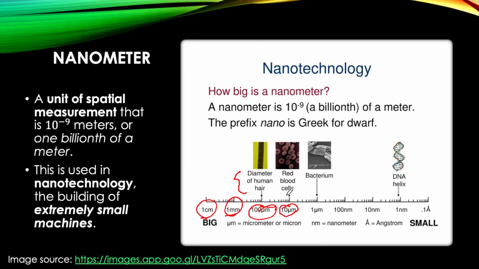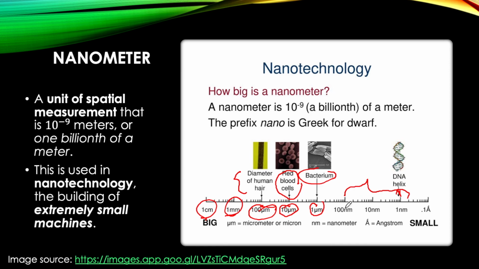When we reach 10 micrometers, we can see the red blood cells. When we have 1 micrometer, we can see bacteria already. So where does nanotechnology take place? It takes place from 1 to 100 nanometers. So nanotechnology plays its game only here.